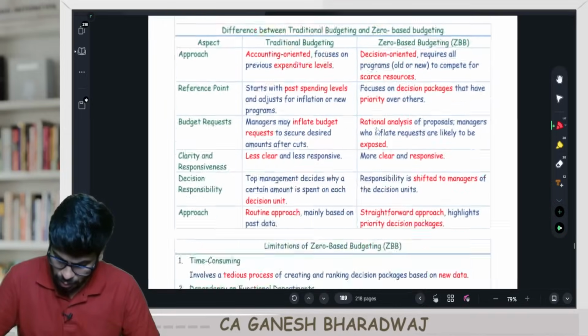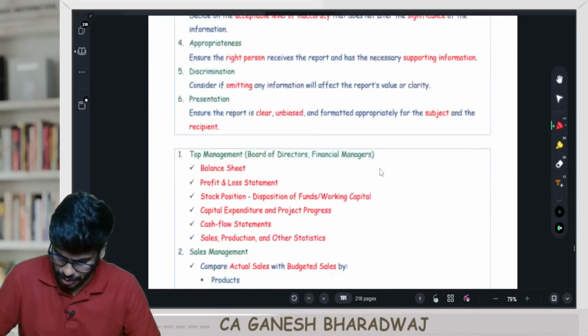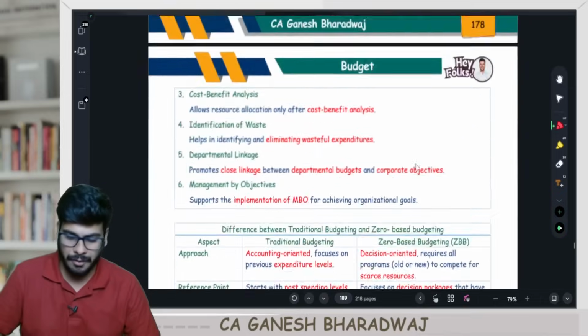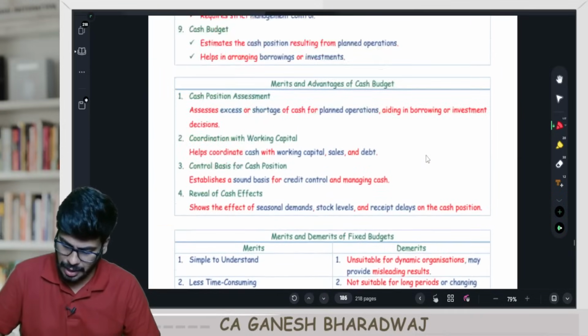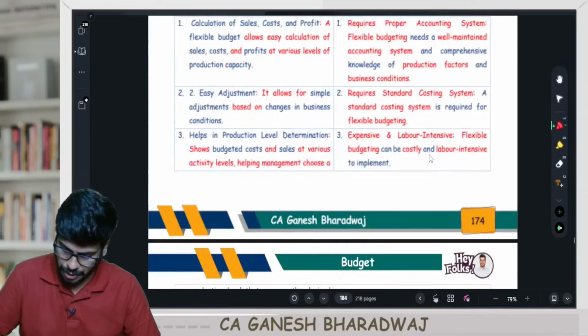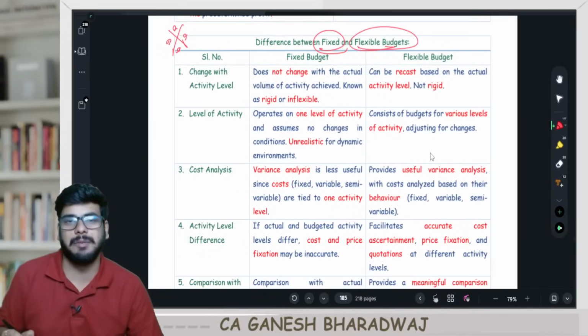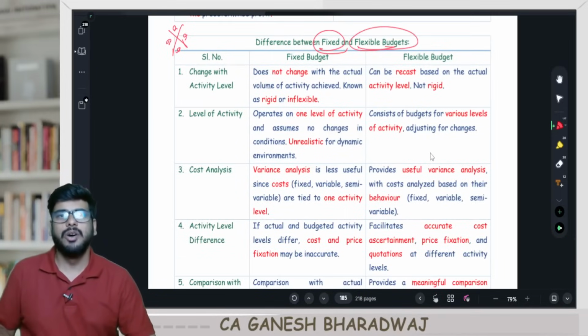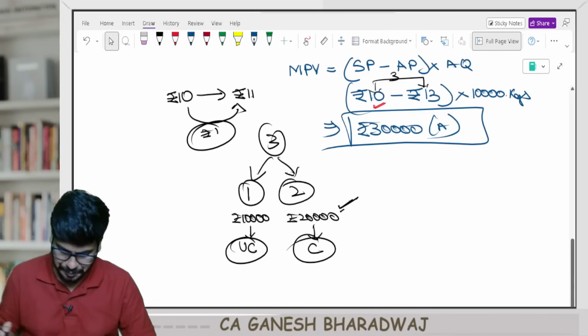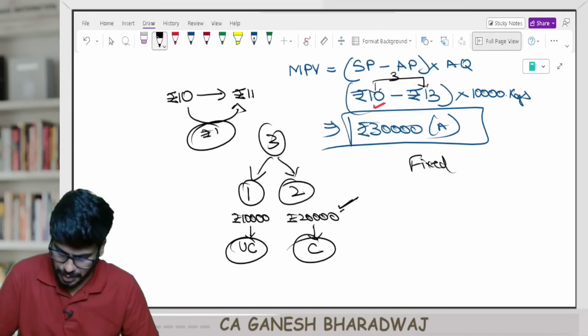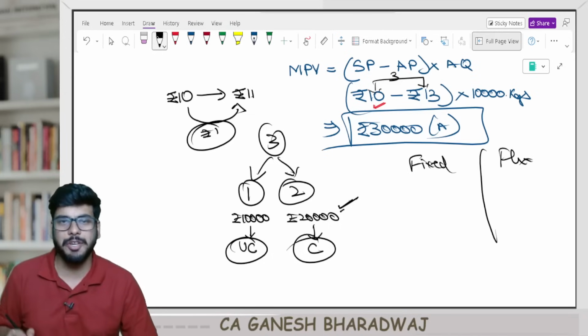Clear with this? Then one more important theory area in this chapter is there. I think I saw this difference between your flexible and static budget, if I'm not wrong. Yes. Difference between fixed budget and flexible budget. Fixed is also known as static. What do you mean by a fixed budget and a flexible budget? Simple. Now, you have a fixed budget, you have a flexible budget. What do you mean by this?